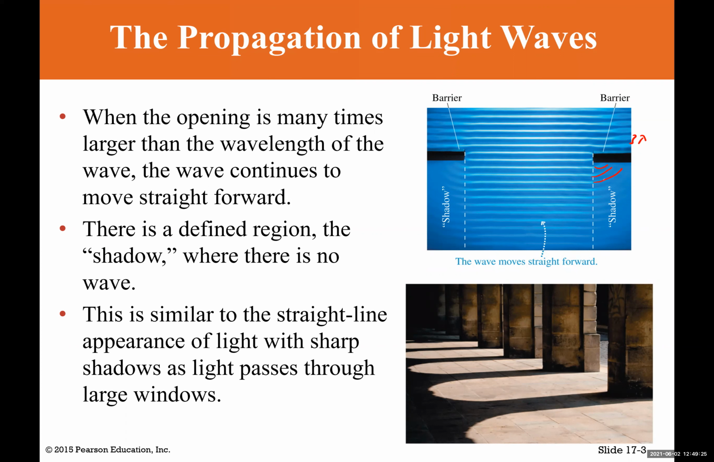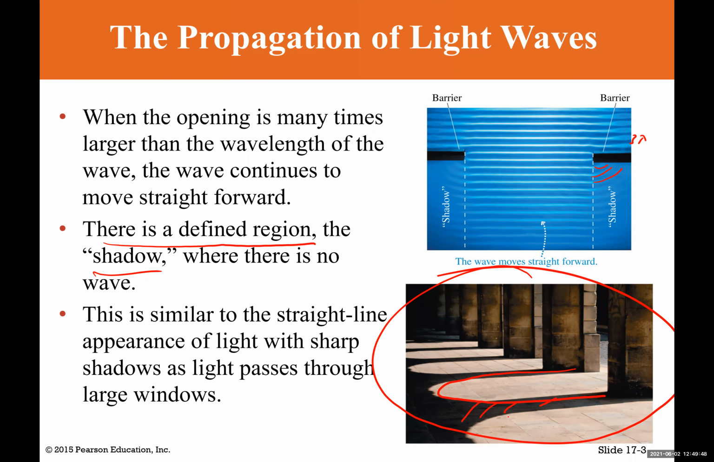Okay, so there's a defined region, the shadow, where there is no wave. That's why, for example, in this image over here, you can see that those columns basically block the light. So you can see the light going through the opening, but then you see shadows.